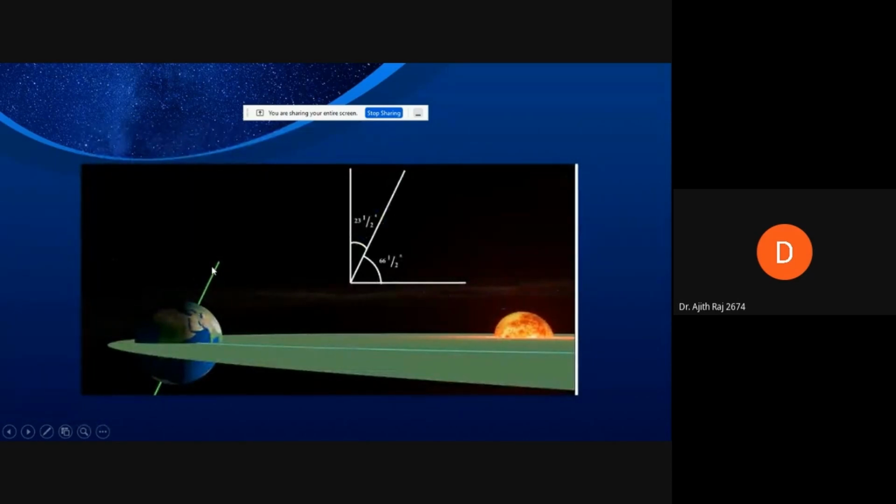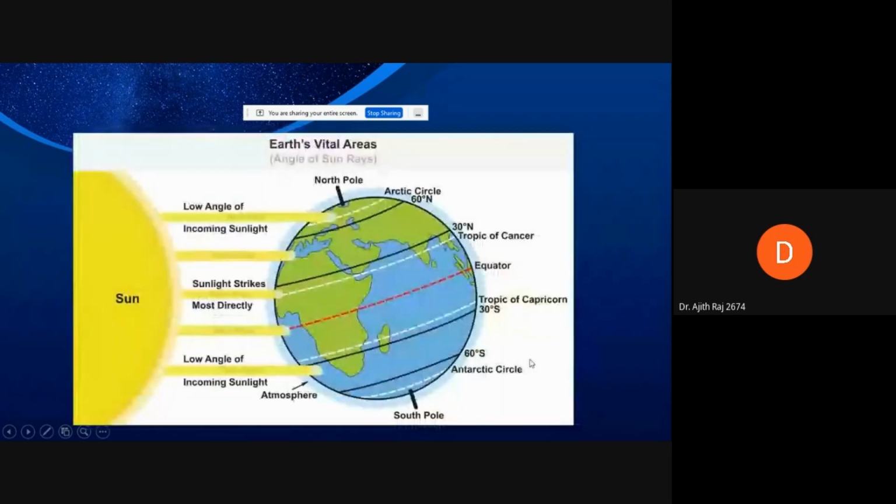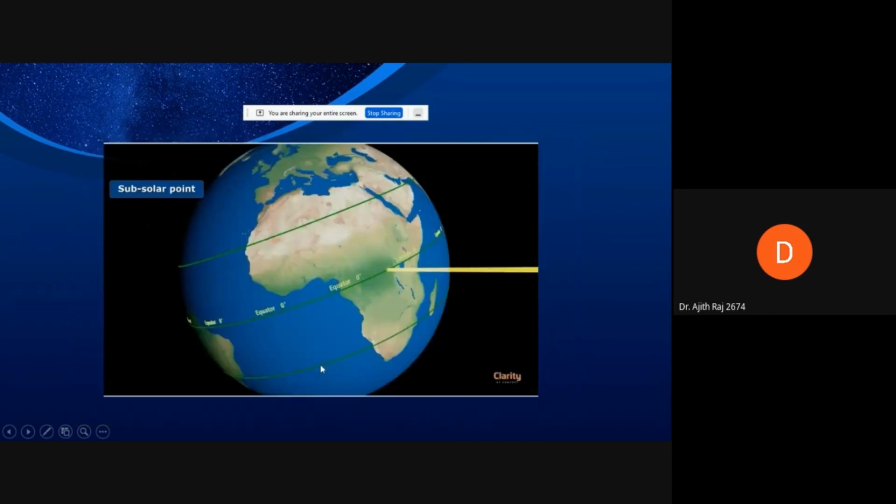So this again is the plane, and the inclination angle will be 66 degrees with respect to the ecliptic plane. If you see this, the north pole is concentrated more toward the sun, whereas the south pole is away. Let us imagine that Earth is to the right side of the sun, which is your apogee. In this shape there will be the equator, and above the equator is the northern hemisphere, below the equator is the southern hemisphere. There is a point called the Tropic of Cancer above the equator, and down there is the Tropic of Capricorn.